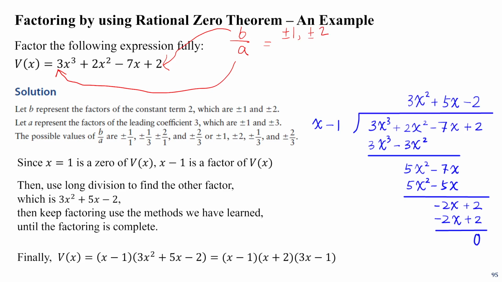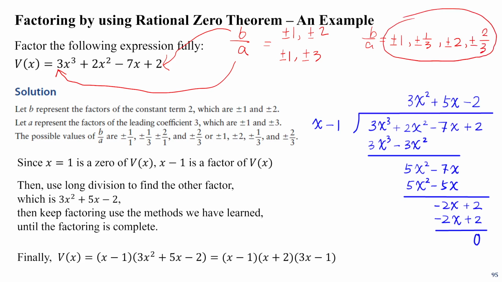And what are the possible factors of a? These are either positive or negative 1 and positive or negative 3, right? So all possible values of b over a are these values. It could be either positive or negative 1, positive or negative 1/3, positive or negative 2, or positive or negative 2/3, right? These are the only possible numbers of b over a. So you should test these numbers in priority to see if any one of them can make the original expression be 0, right? So you can follow these orders.